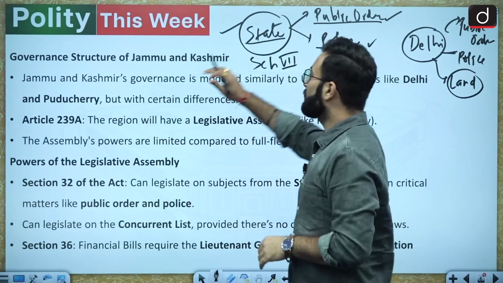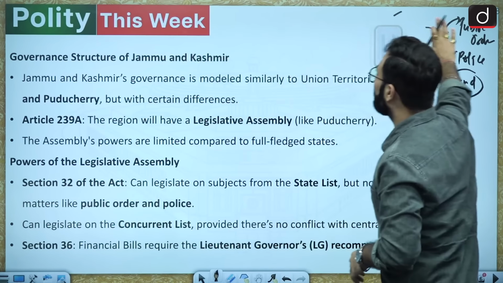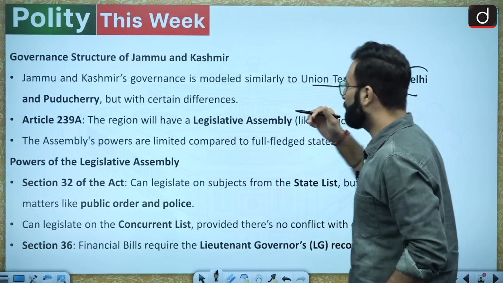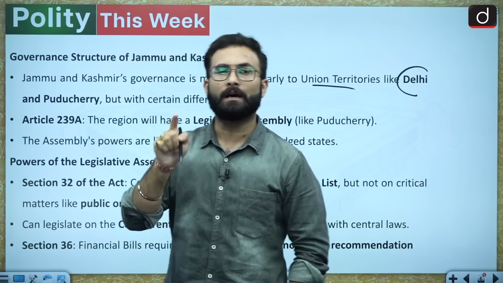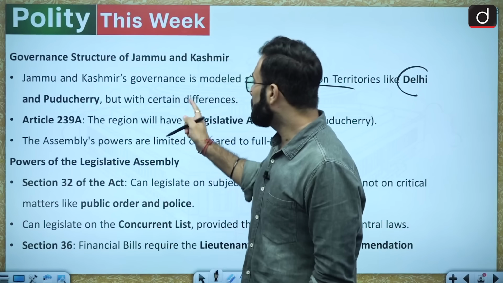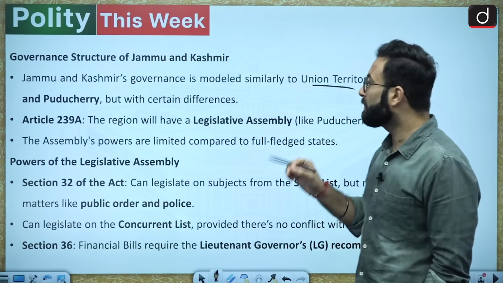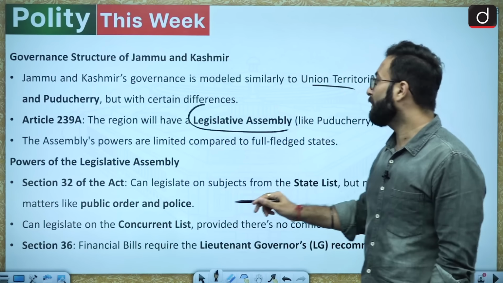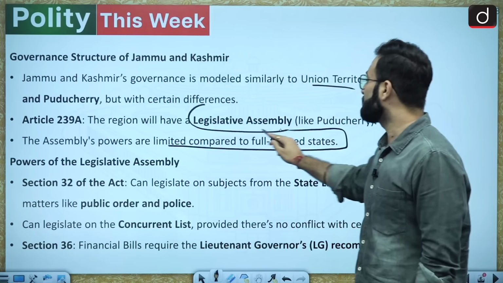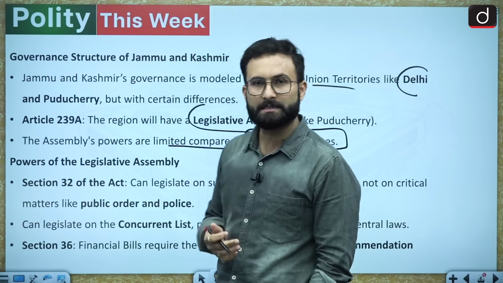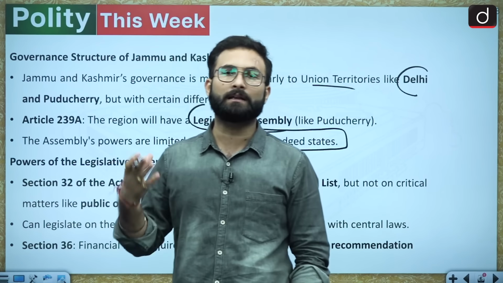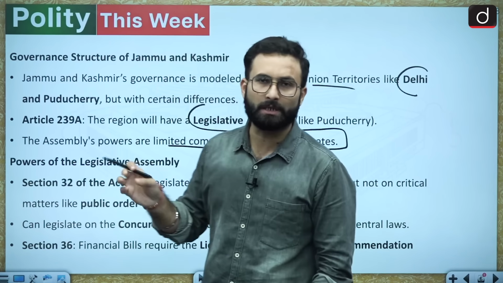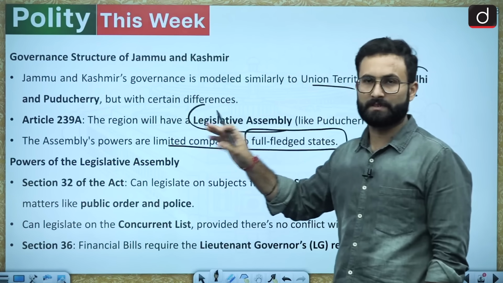Here you can see Jammu and Kashmir's governance is modeled similar to union territories like Delhi and Puducherry, wherein they will have a legislative assembly. But there is a difference. Under Article 239A, the region will have a legislative assembly like Puducherry. The assembly's powers are limited compared to a full-fledged state. Obviously, when we talk about a full-fledged state, all the powers of legislation under Schedule 7's state list are given to the states. Herein there are certain restrictions.